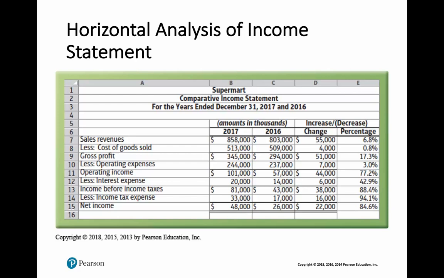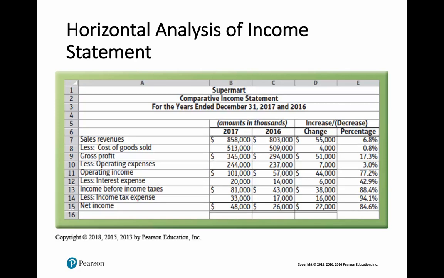So roughly 40% of the income increase went right to the bottom line, right to the owners of the business, which is a good thing, especially when you consider the base year, where we had $803,000 and only $26,000 of that went to the bottom line. That's not a great percentage. So 26,000 divided by 803, and this is really going into vertical analysis. I'm jumping ahead a little bit, but I just want to make that point.